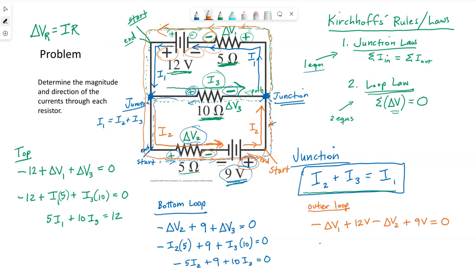I would still want to make these substitutions, that delta V1 is going to be the current flowing through this resistor, which I've called I1, times that resistance of 5 ohms.